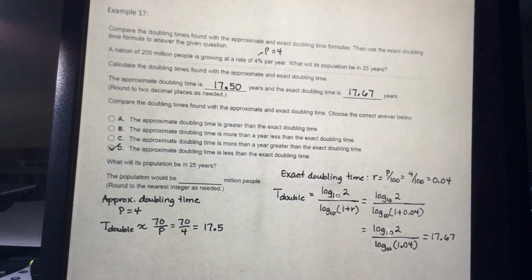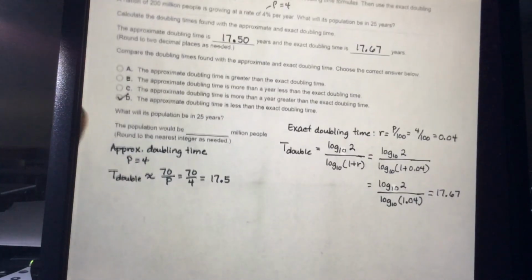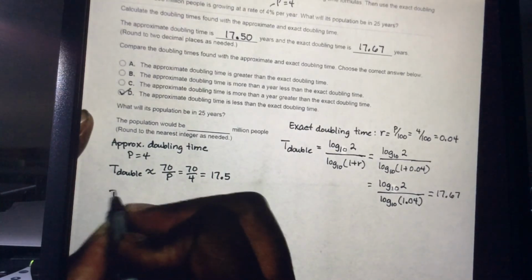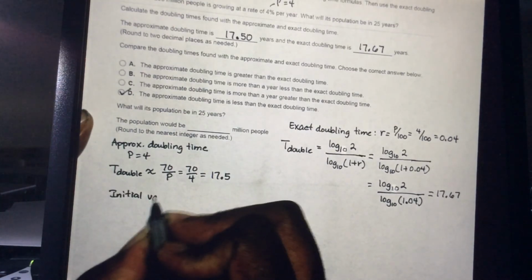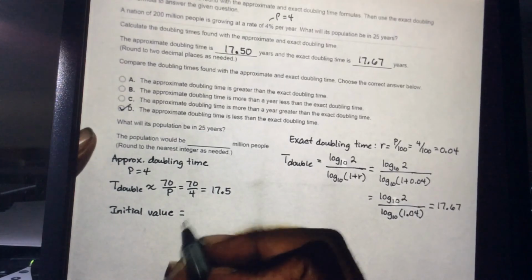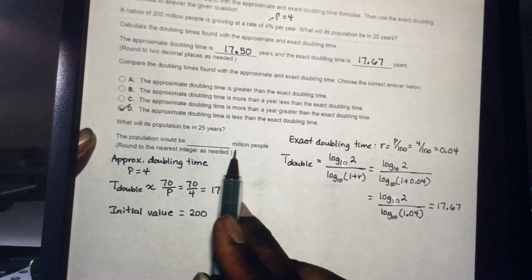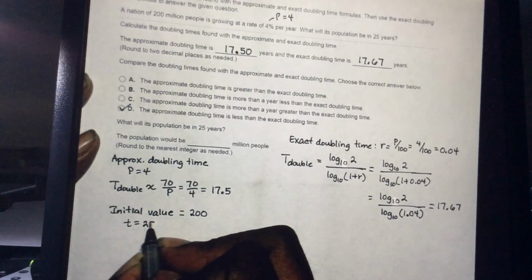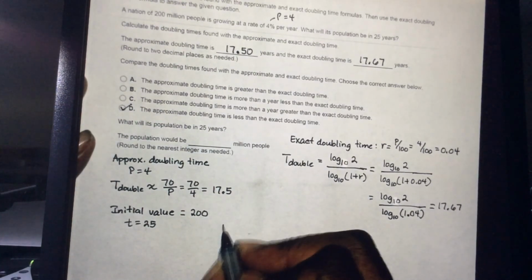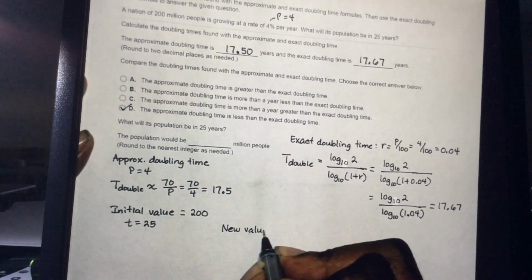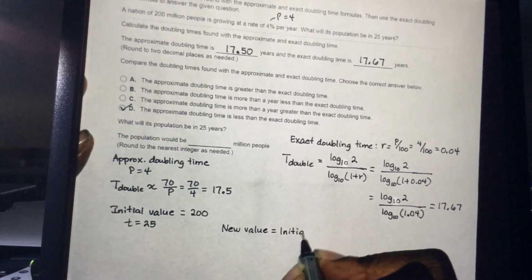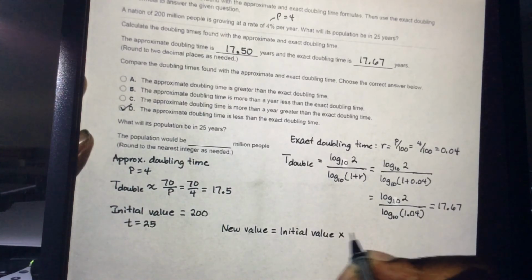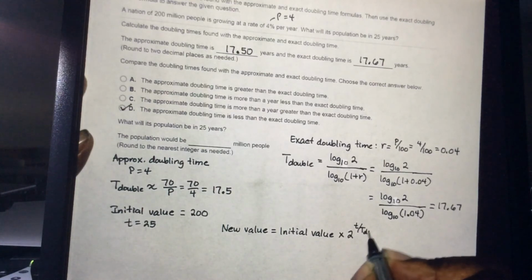Okay, now, what would the population be in 25 years? Okay, so now I need to move this up a bit. My initial value in that problem, we were given the initial value of 200 million people. So I'm going to use 200 because in the answer they have million people. And in 25 years, that's t. Now we're going to be using that formula of the new value equaling the initial value times 2 raised to the t divided by t sub double.